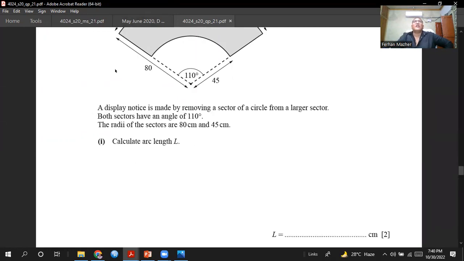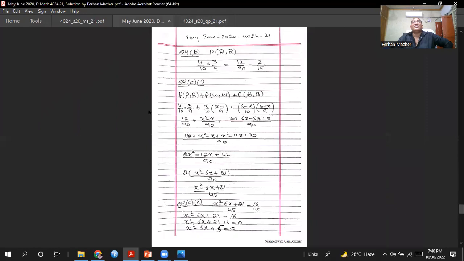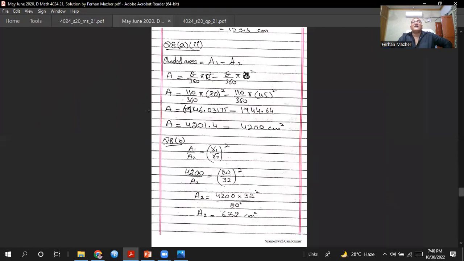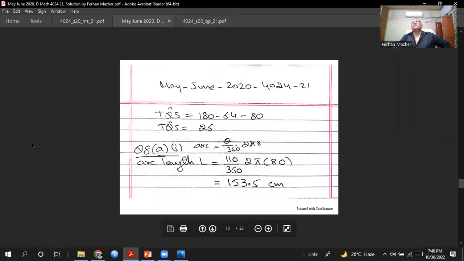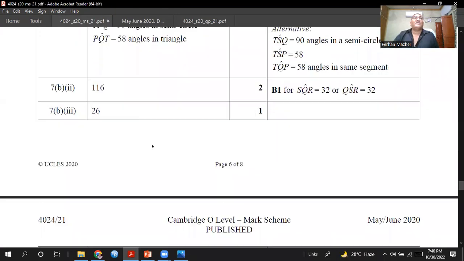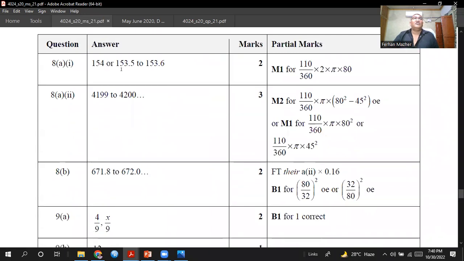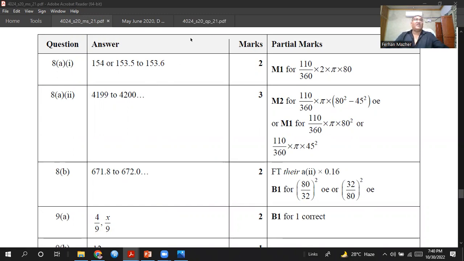So it's a 2 marks question, very simple, straightforward. So for question number 8A, the formula for the arc is theta by 360 times 2 pi r. So the arc length L will be equal to 110 divided by 360 multiplied by 2 multiplied by pi multiplied by 80. So the answer will be 153.5 centimeters. So our answer is right. You can round it off and it will be 154.